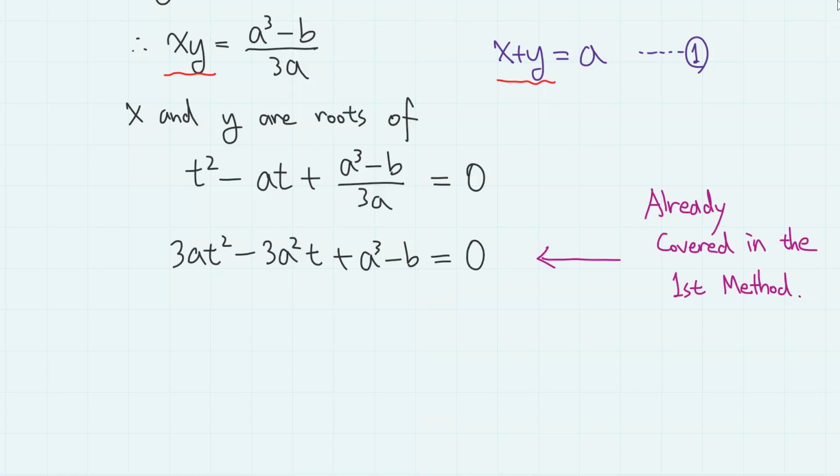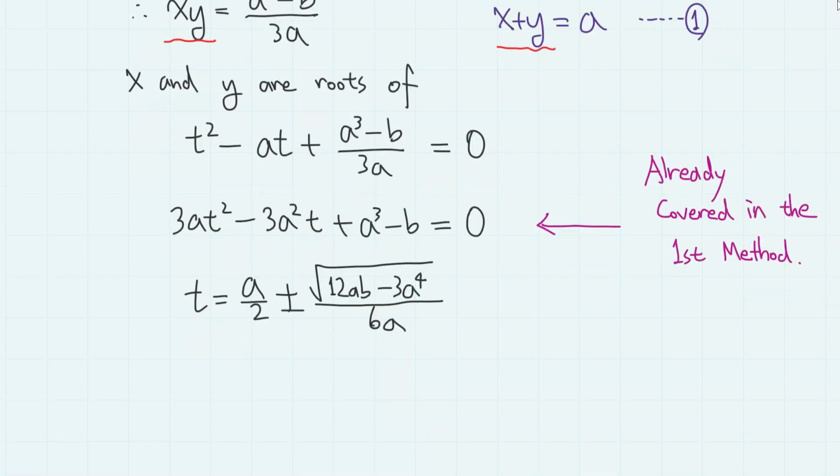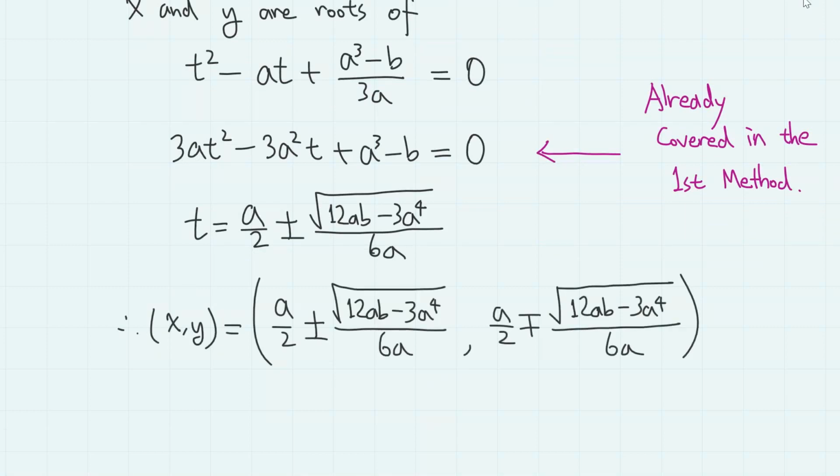And this is the exact same equation we obtained in the first method. So we can just straight up use the previously obtained expression for the roots, which was t equals a over 2 plus minus the square root of 12ab minus 3a to the power of 4 divided by 6a, meaning that x and y can have these values.